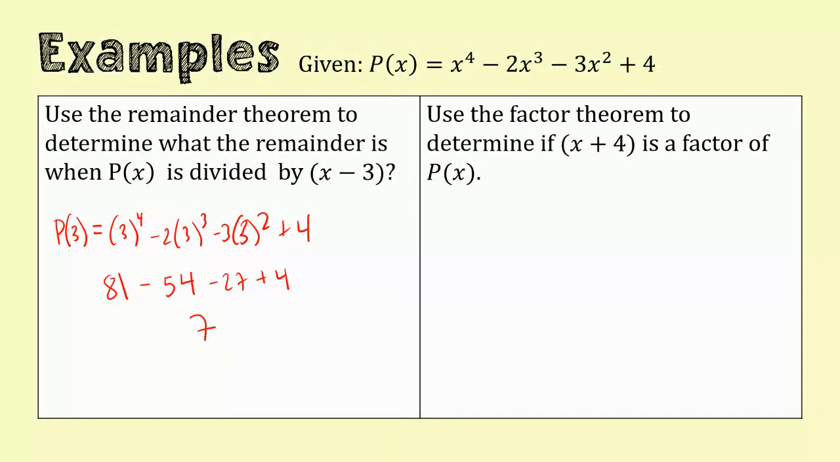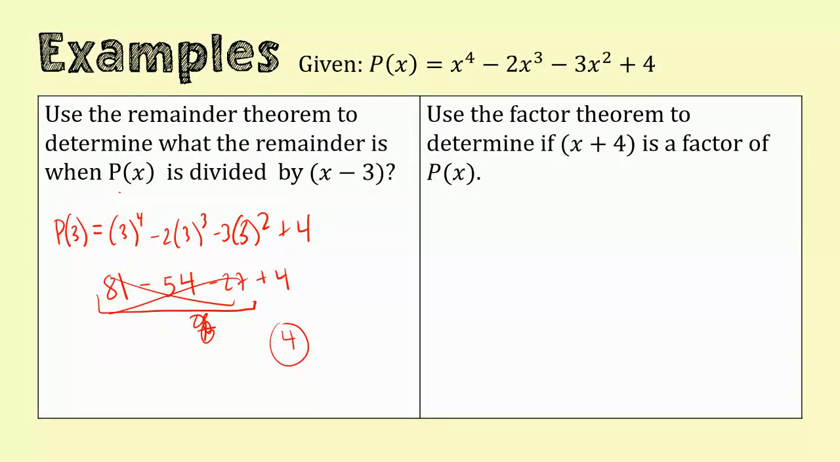Right? 3 to the 4th, let me think about that again, is 81. 3 to the 3rd is 27 times 2 is 54. And then 9 times 3 is 27, so 81 minus 54. Good. Minus 27. And then plus 4. Oh, wait, no, it's 4. Right? Because these together, 54 plus 27 is 81. So these would cancel and give you 0, and then I'd get 4. Right? So my remainder would be 4.